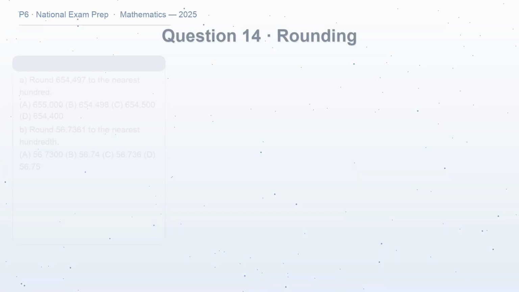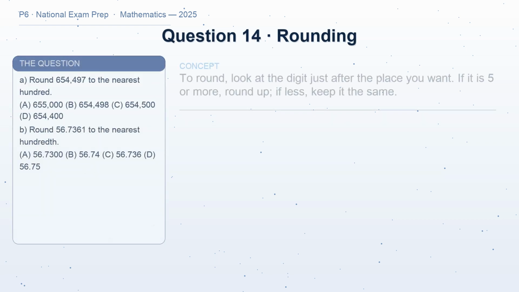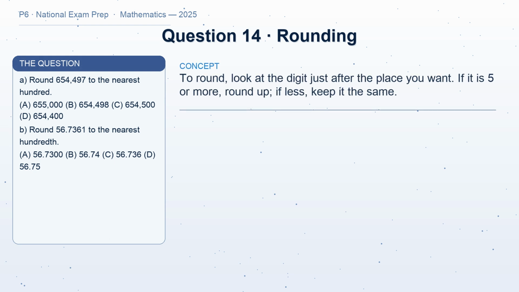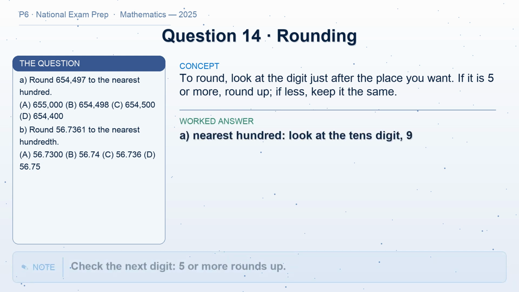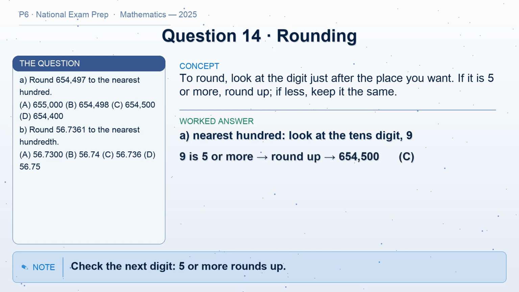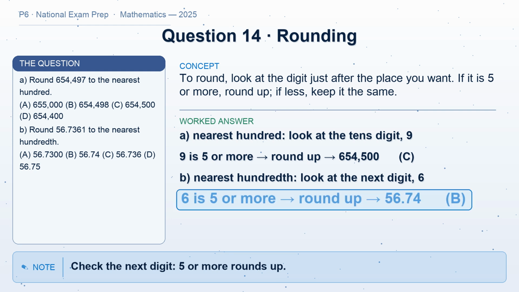Question 14. Part A asks us to round 654,497 to the nearest hundred. To round, we peek at the digit just after the hundreds place. That digit is 9, and 9 is 5 or more, so we round up. The answer is 654,500, option C. Part B asks us to round 56.7361 to the nearest hundredth. The hundredths digit is 3, and the next digit is 6. 6 is 5 or more, so the 3 rounds up to 4. The answer is 56.74, option B.